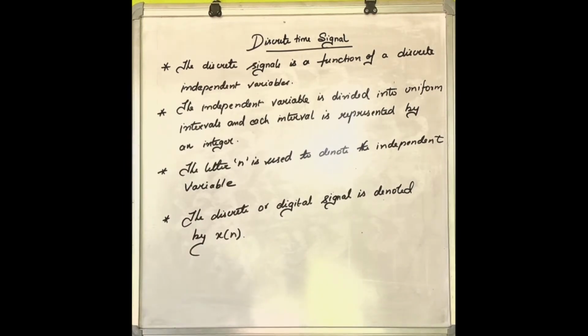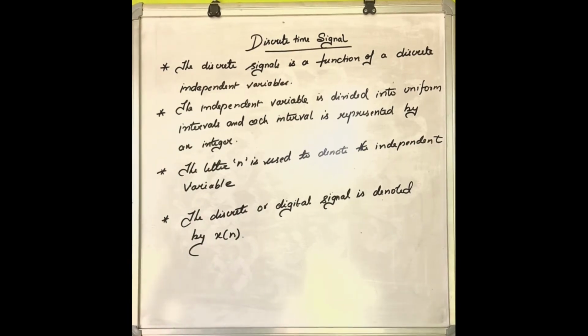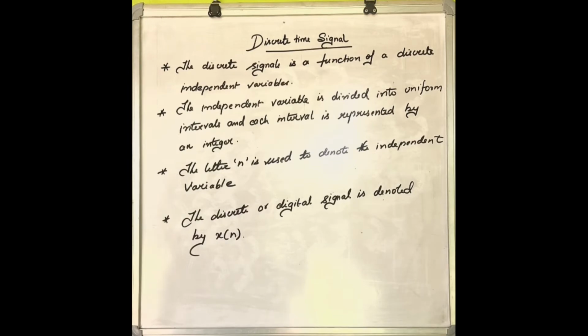An introduction about discrete time signal. The discrete signal is a function of a discrete independent variable. The independent variable is divided into uniform intervals and each interval is represented by an integer. The letter n is used to denote the independent variable. The discrete or digital signal is denoted by x of n.